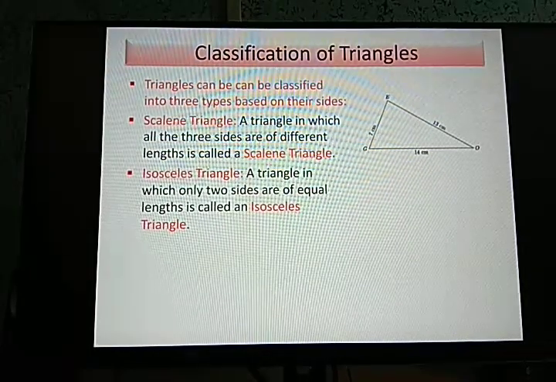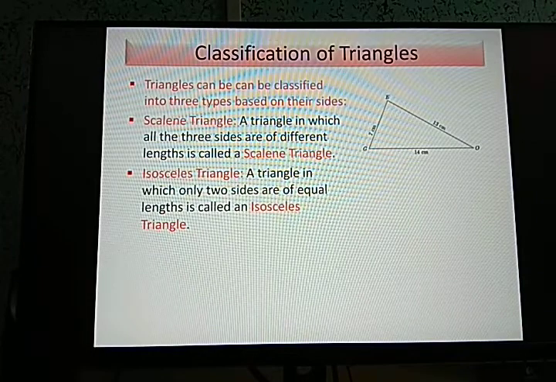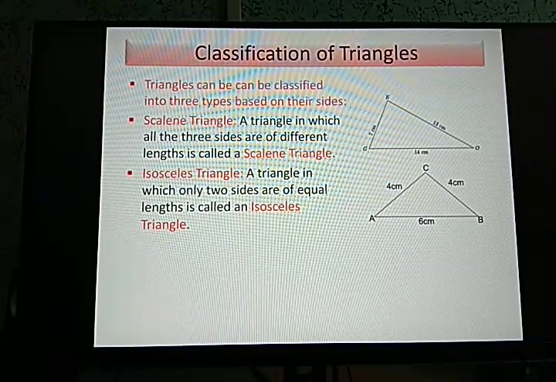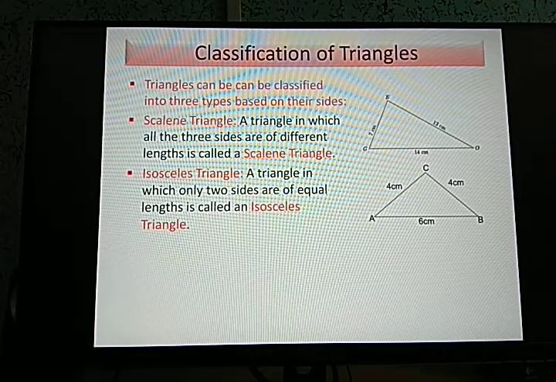Next one is isosceles triangle. Now a triangle in which only two sides are of equal lengths is called an isosceles triangle. So as you can see here in the triangle CAB, two sides are equal. Which two sides are equal? Side CA and side CB. They are of equal length, that is 4 cm each, whereas the third side, that is AB, is 6 cm. So in this case, where two sides are of equal lengths, we can say such a triangle is an isosceles triangle.